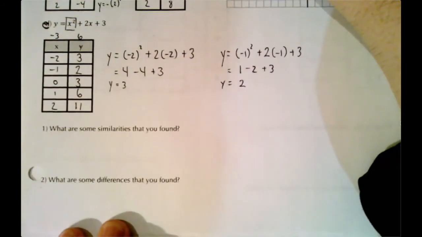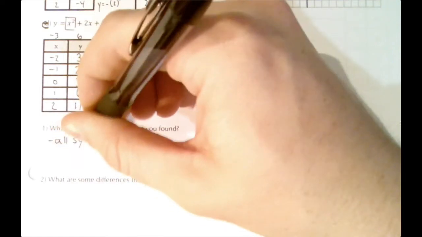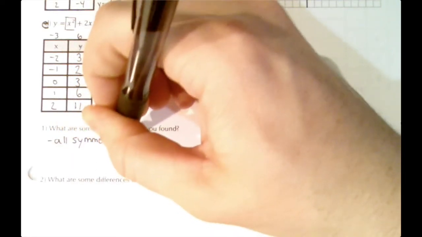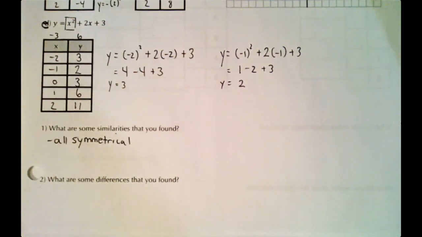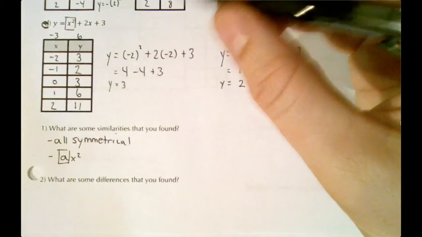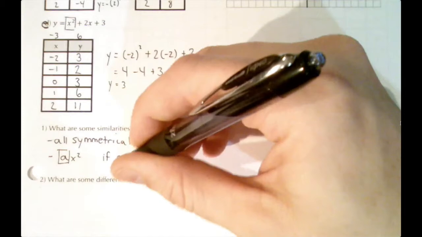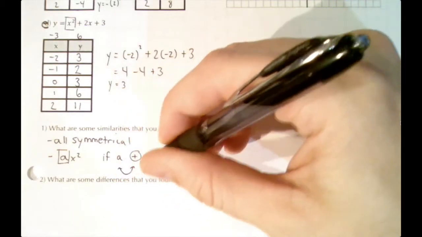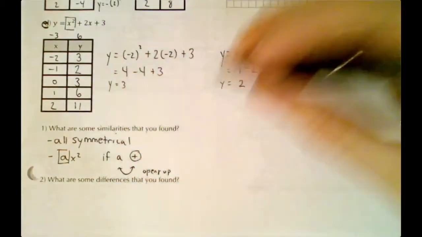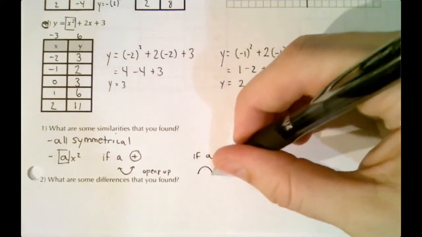Well, all the parabolas were symmetrical. That's one thing we noticed. And we noticed that the ax squared term, the number in front of the x squared, tells you which way it's going to open. If a is positive, we get a graph that looks like this. It opens up. And if a is negative, our graph opens down.